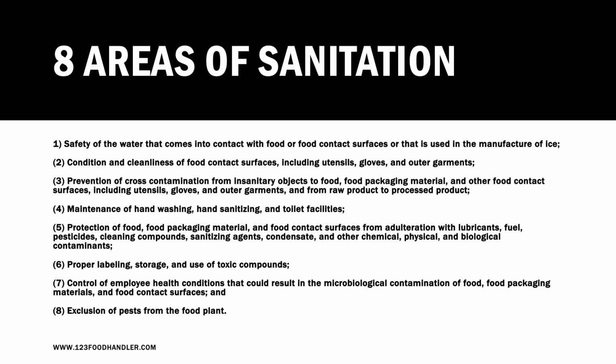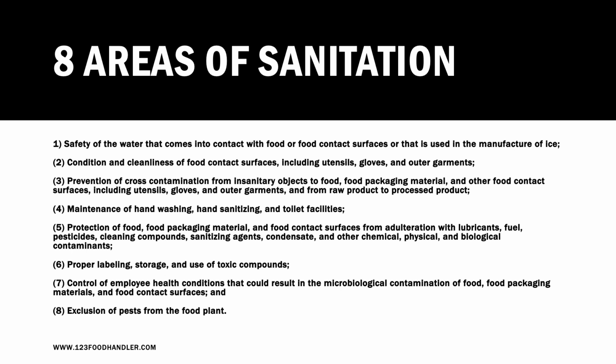So what are the 8 areas of sanitation? Let's take a look. Area number 1, safety of water that comes into contact with food or food contact surfaces, or that is used in the manufacture of ice. Area number 2, condition and cleanliness of food contact surfaces, including utensils, gloves, and outer garments. Area number 3, prevention of cross-contamination from insanitary objects to food, food packaging material, and other food contact surfaces, again including utensils, gloves, and outer garments, as well as from raw product to processed product.